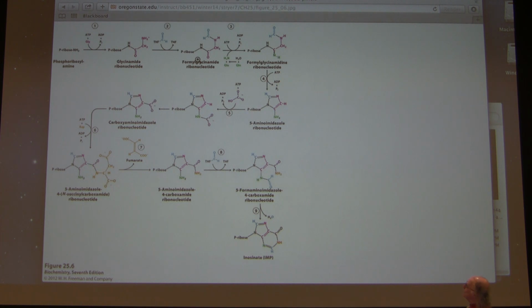Okay. We also see energy. Look at the energy, ATP. Here's ATP. Here's ATP. Building and making things takes energy. Making nucleotides is energetically costly. Well, ATP itself is a nucleotide. Where did the ATP come from?